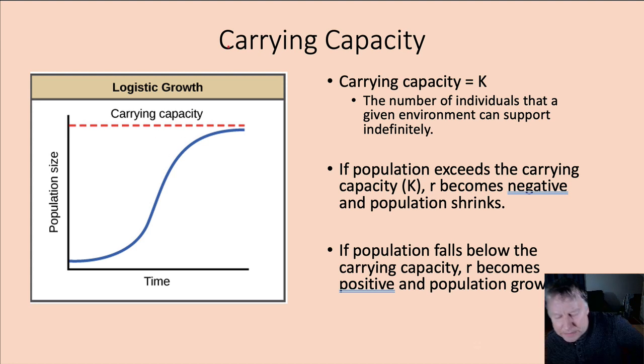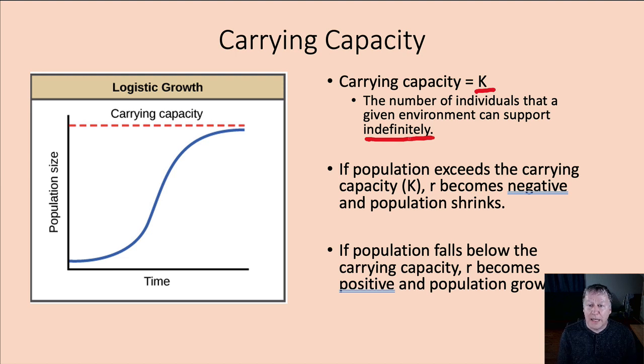Carrying capacity is an absolutely essential concept in population ecology, so we're going to talk about it. Carrying capacity is commonly represented with a K. Okay, so carrying capacity and K are the same thing. The carrying capacity is the number of individuals that a given environment can support indefinitely, forever. They won't run out of resources. They won't use up all the resources. So it's the largest population that can be supported indefinitely.